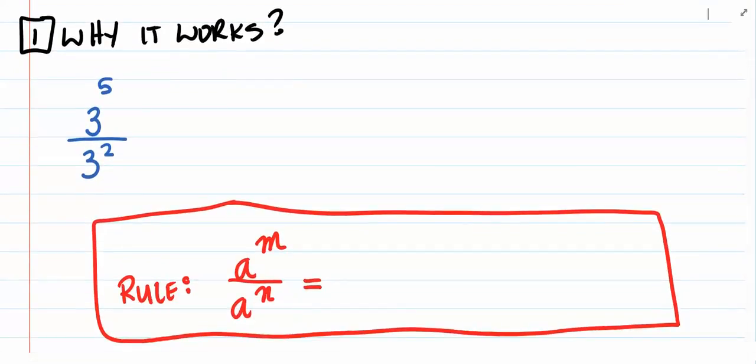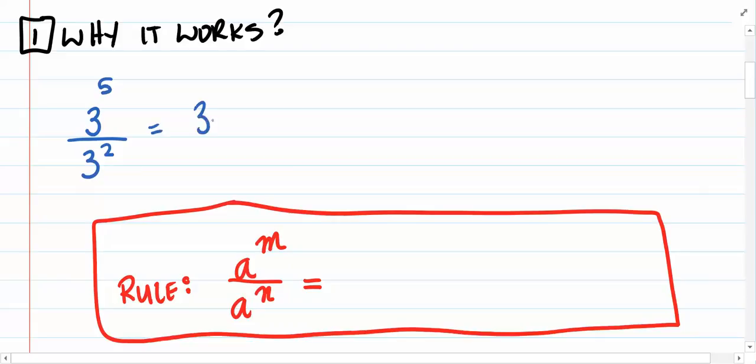Let's say I want to take 3 to the 5th, and I want to divide that by 3 squared. Well, remember that 3 to the 5th just means 3 times 3 times 3 times 3 times 3. It just means 3 times itself 5 times. That's what 3 to the power of 5 means. Well, if I divide this out by 3 squared, I get 3 times 3.